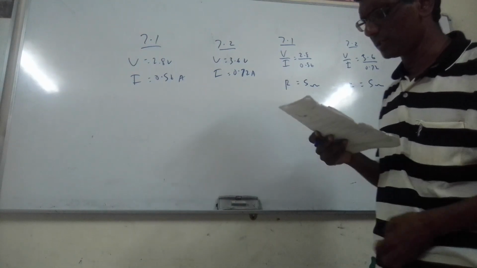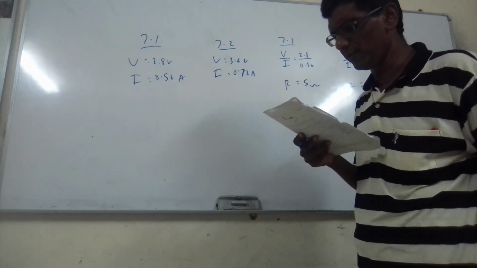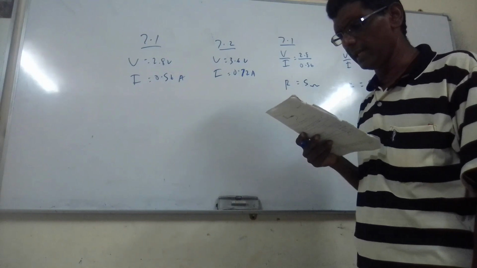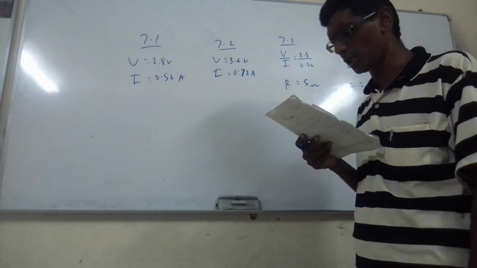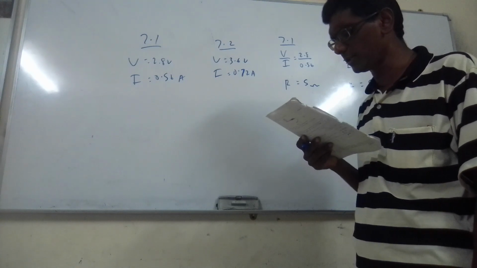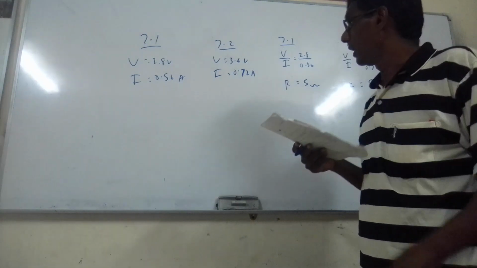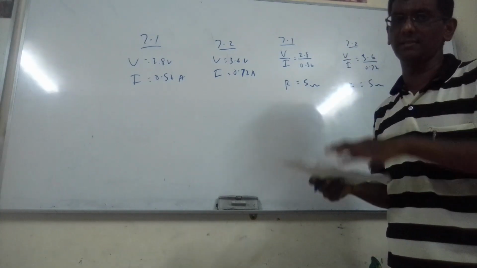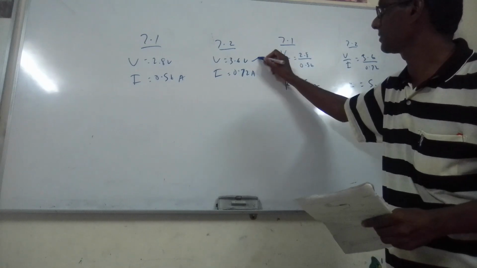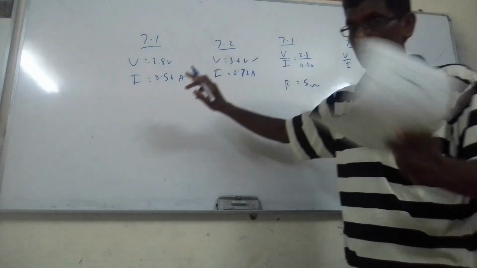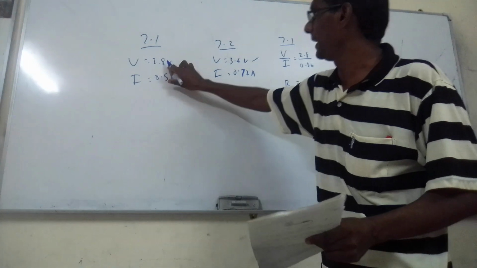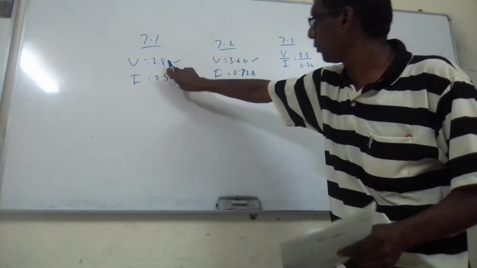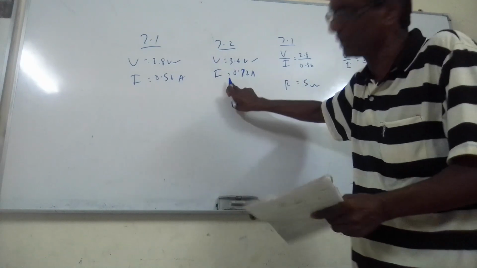What is the concept? Figures 7.1 and 7.2: compare V over I of the conductor in the two circuits, relating the voltage across the conductor and the current through the conductor, and deduce the relevant physics concept. The concept is, when the voltage increases, the current increases. Please listen to me: from 2.8 to 3.6, when the voltage increases, the current also increases.